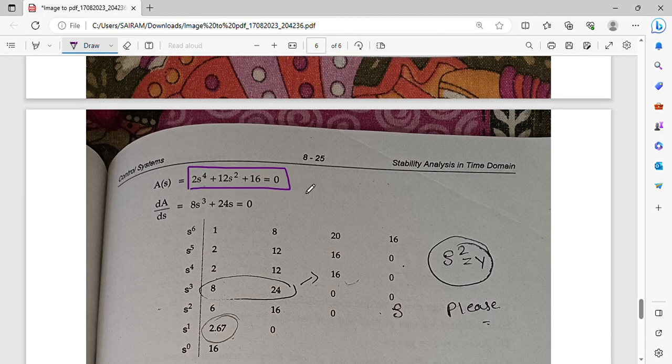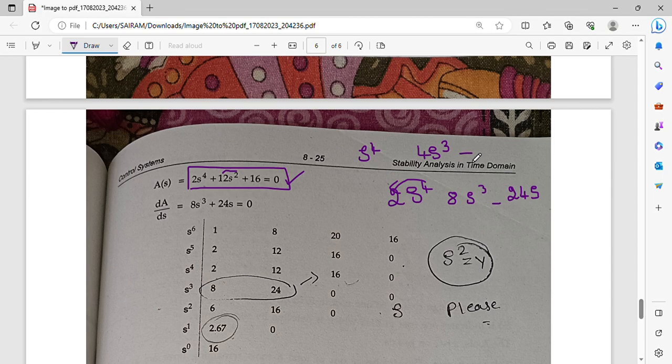So therefore it is nothing but this resultant, and if you differentiate this with respect to s, dA by ds is equal to, so what is 2s to the power of 4? When differentiated, if you multiply 4 to this 2, you get 8s cube, right? So what is 12s square? Differentiating, 12 into 2 is 24, so that is 24s, yes. The 16 vanishes, right? Because a constant vanishes. And s power 4, when you differentiate, will become 4s cube.